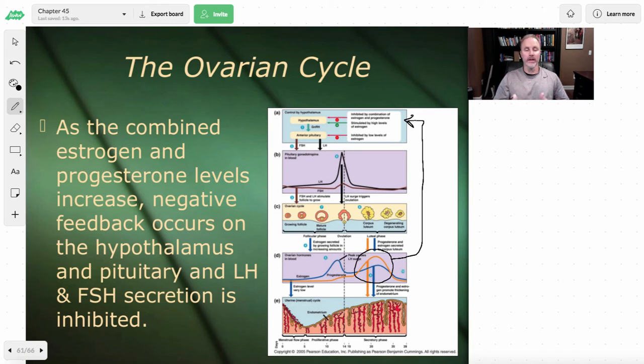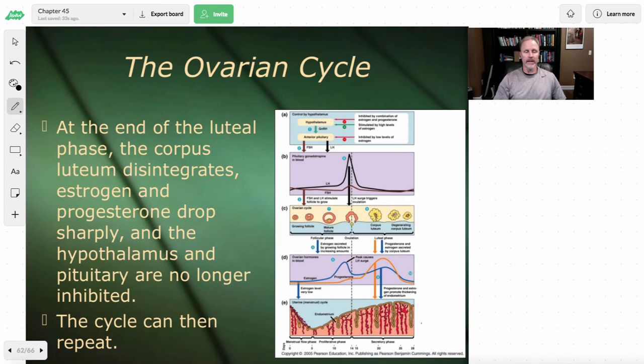We don't want the release of another egg a month after the first one was released, because in that case you'd have two pregnancies a month apart, and that would be no good. So the combined effect of the high levels of estrogen and progesterone have a negative effect on the release of GnRH at the hypothalamus, preventing the LH and the FSH from being released. And in addition, the high levels of estrogen and progesterone promote the thickening and continued maintenance of the uterine lining, okay, for that implantation of the possible egg.